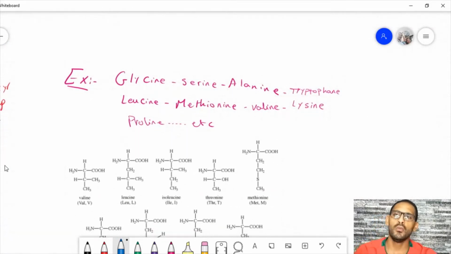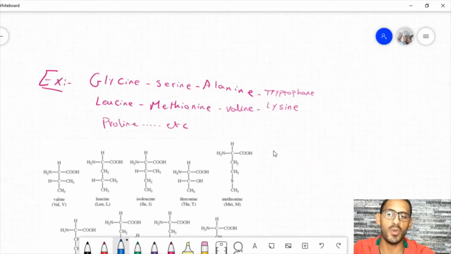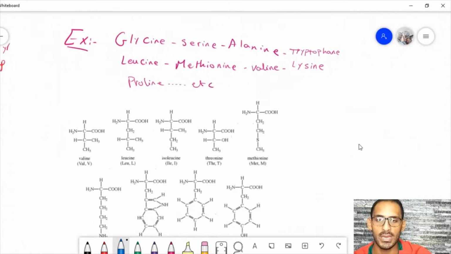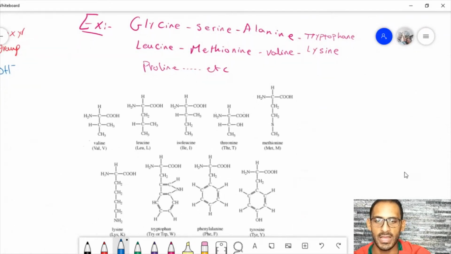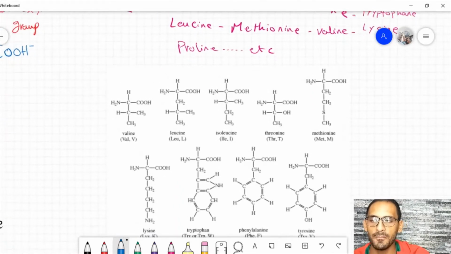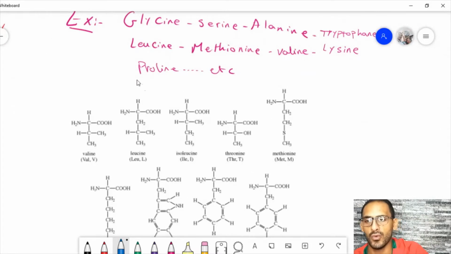And we have lots of them. We have around 20, more than 20 amino acids around us. Okay, we can find them in so many various forms and names. Here I'm mentioning some of their names. We have something called glycine, serine, alanine, tryptophan, leucine, methionine, valine, lysine, and proline, etc. Now, this is how the amino acid looks like.